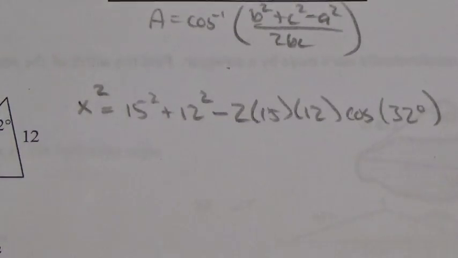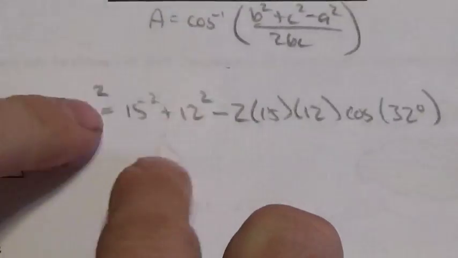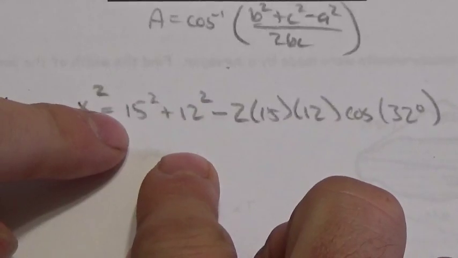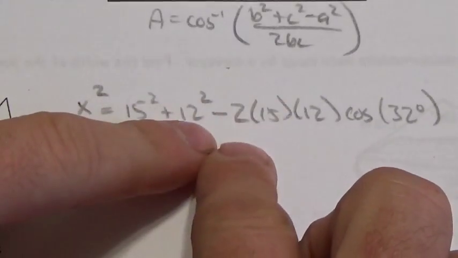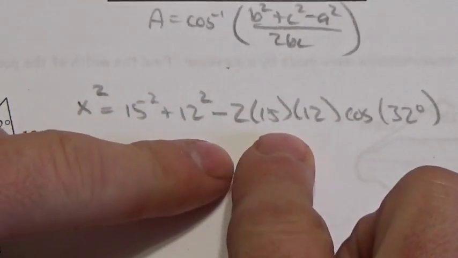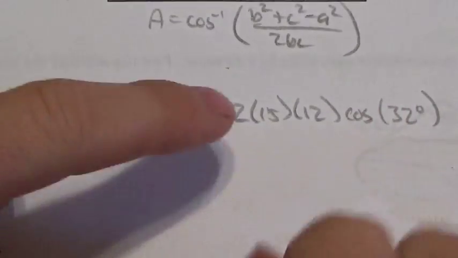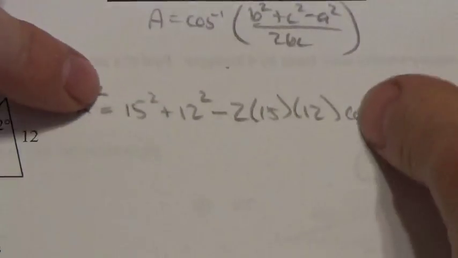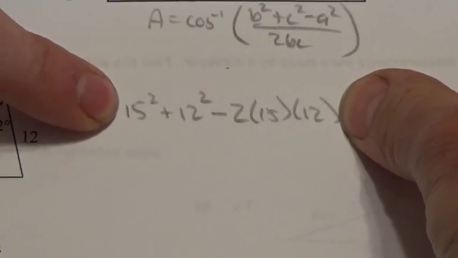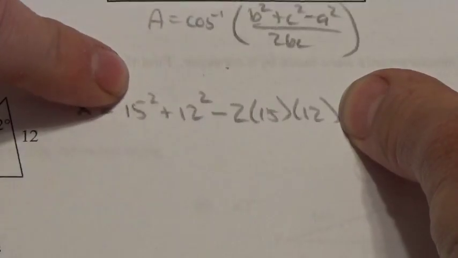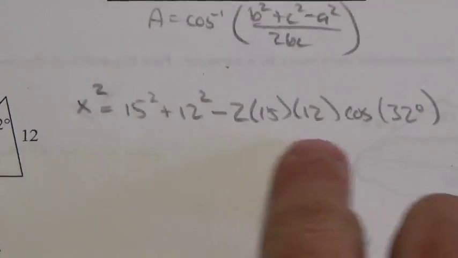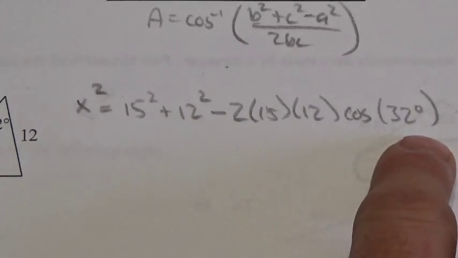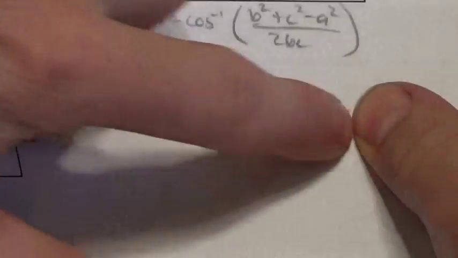What I see people do all the time is they'll go on their calculator, they'll go 15 squared plus 12 squared, and then they'll go minus 2 times 15 times 12, enter, and then they'll multiply by the cosine of 32. If you do that, what you end up doing is multiplying cosine of 32 by this whole expression here, by these two terms as well. Please don't do that. This is all one term. Don't multiply by the cosine of 32 after evaluating what that is.